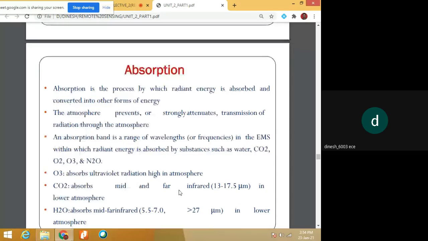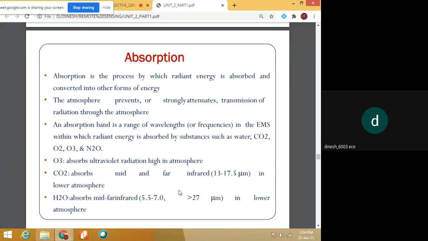After the scattering, let us see about absorption. Absorption is the process where the radiant energy is absorbed and converted into other forms of energy, as I had shown in the diagram in yesterday's class. The atmosphere prevents or strongly attenuates the transmission of radiation through the atmosphere.